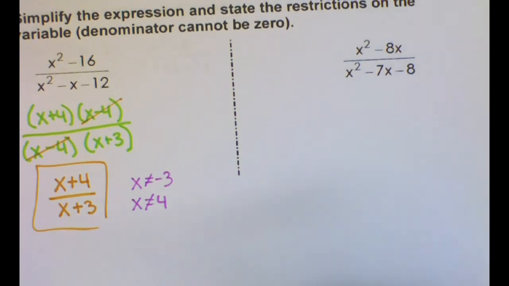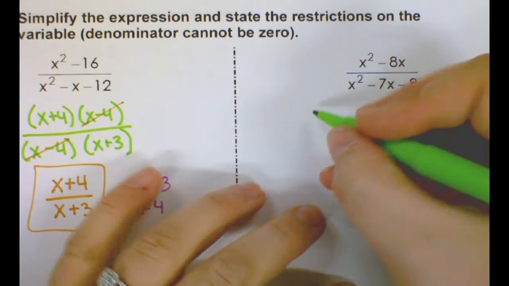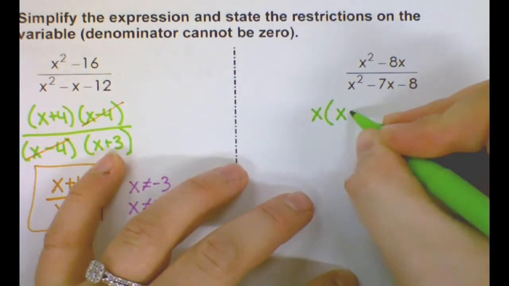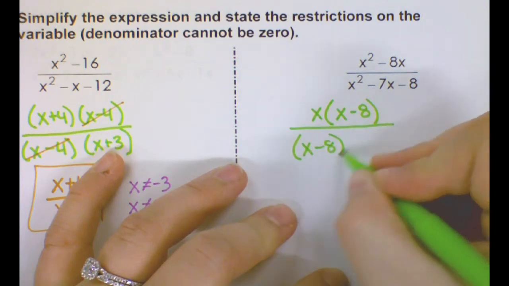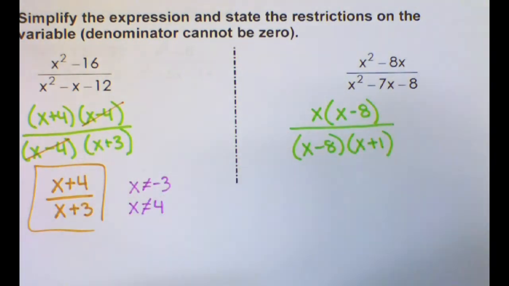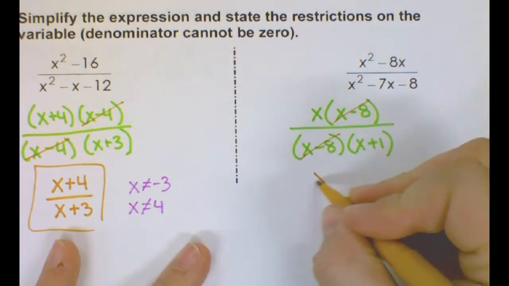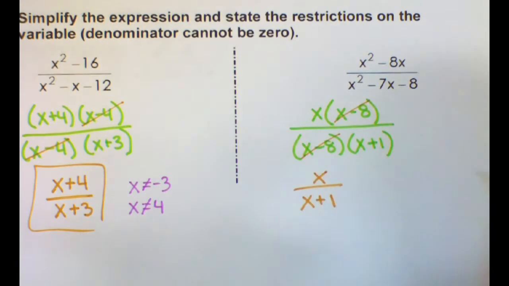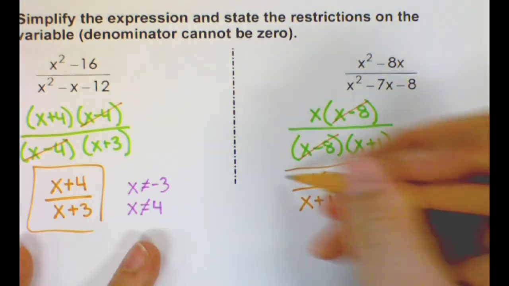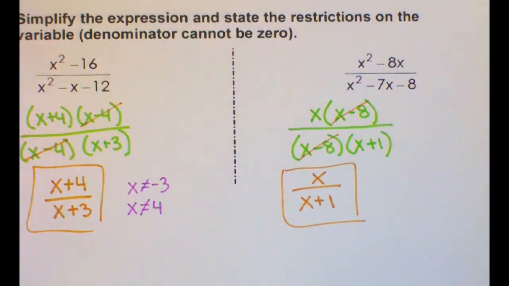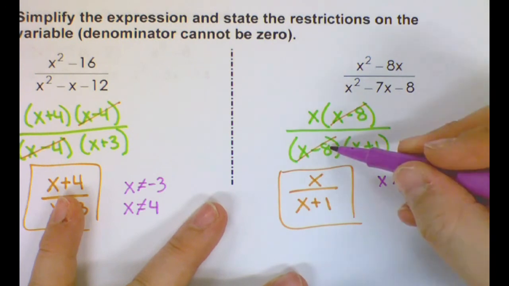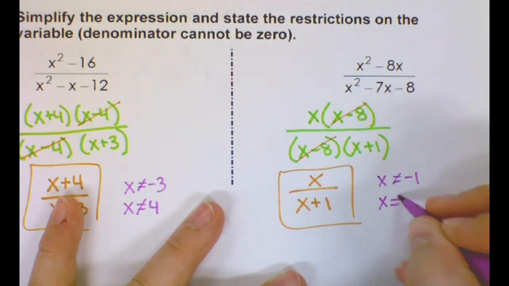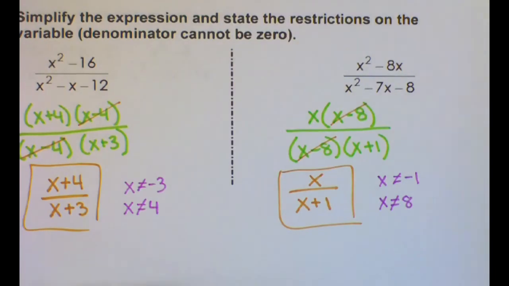So for our next one, we start by factoring everything. The numerator, I can take out the GCF of x, leave x minus 8. In the denominator, I have x minus 8 times x plus 1. I cancel my common factors, leaving me x over x plus 1. I can't do anything else to that. That is simplified. Then we state our restrictions. Well, obviously, x cannot equal negative 1. But looking back a step, x also cannot equal 8. Always remember, look at every step.